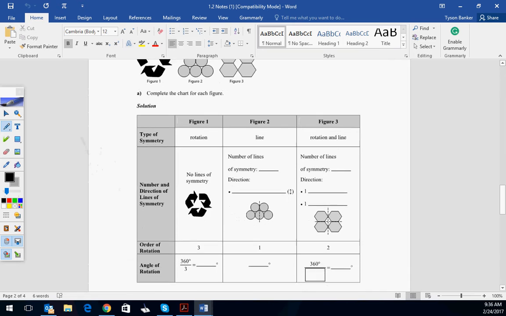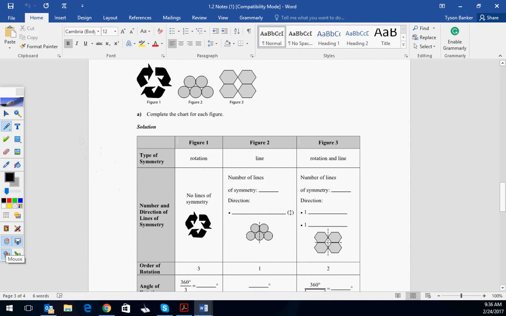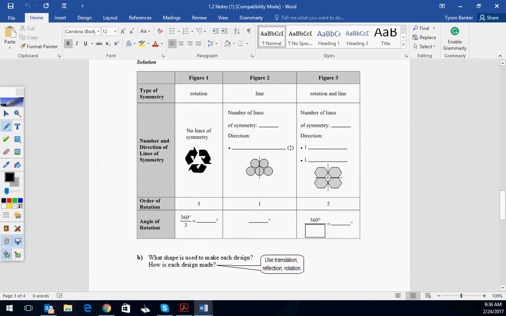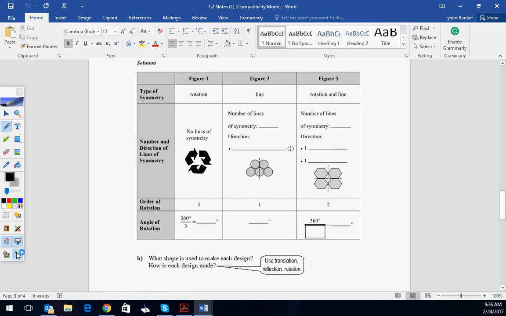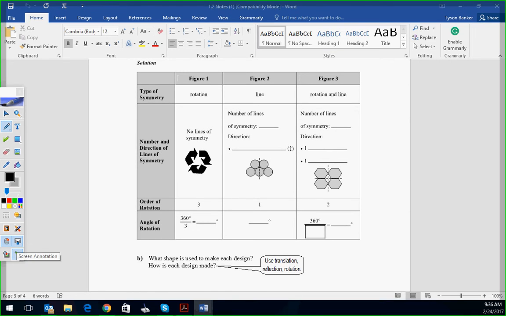Okay, and then example 2. So if we look at these, we're going to fill out this chart. The pictures are down here, so I'm just going to go ahead and go up so we can see the complete chart for mine. Okay, so it just says complete the chart in each figure. So figure 1, the rotation has rotational symmetry. Why doesn't it have line symmetry? The arrows, yeah, the arrows.